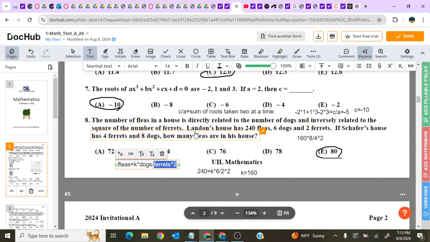So now you plug in the value for Landon to figure out this unknown multiplied factor you have. The 420 is equal to k times 6 over 2 squared, and you get k is equal to 160. Now you just plug it back into the equation with your new data, and you get 80 fleas.